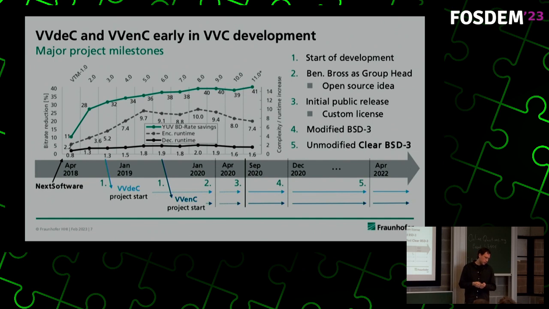Then in early 2020, Benjamin Bross became my boss. We basically started the VCS group, and he brought up the idea that maybe we can do the projects open source, which we did initially at the end of 2020 under a little bit of a shaky license, but with some back and forth with the headquarters, we were able to change it to a modified BSD3 license, and after some more back and forth, we actually have an unmodified, standard open source license, the Clear BSD3.